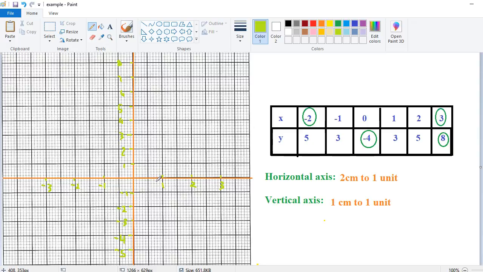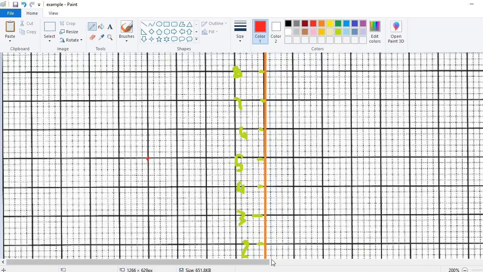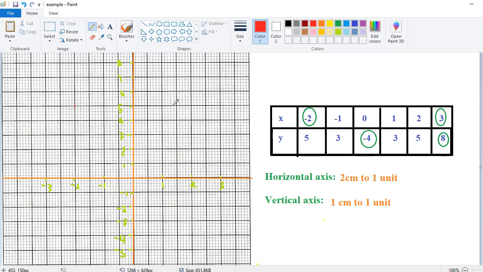Now, the fun stuff. We get to put our points on. So our first point is -2 and 5. So -2 on our x. That's right here. And we're going 5 on our y. So we're coming up all the way to here. That's our first point. Good? Let's look at another point. I actually want you to see how we're plotting as well, so we're going to stay zoomed out. Now I have negative 1 and 3. Here is negative 1. I'm going up 3. So 3 is right here. And there we go.